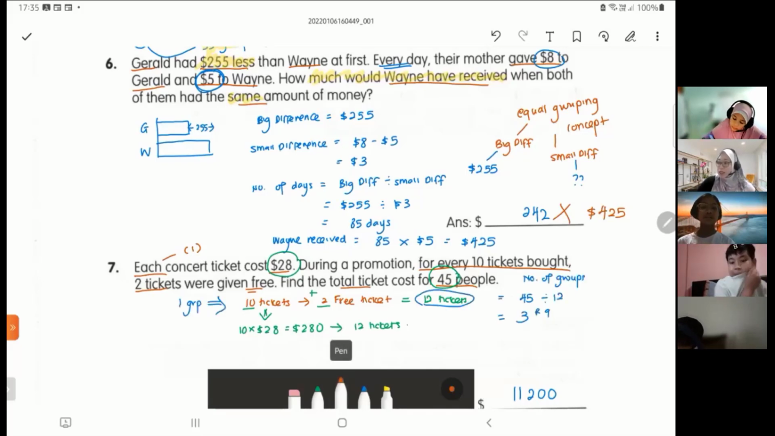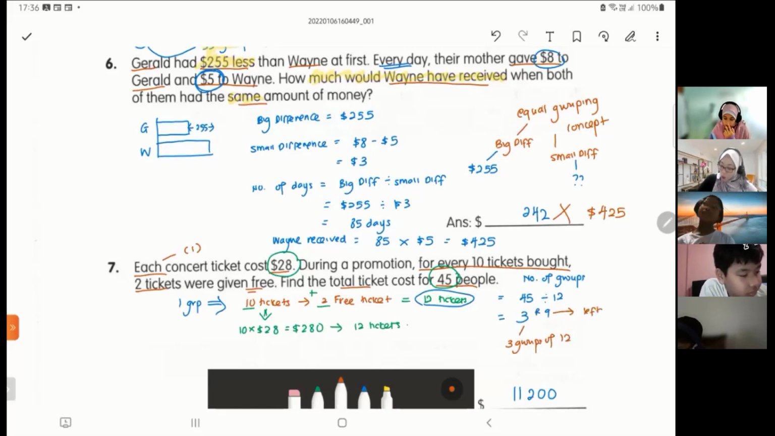So which means I have 3 groups of 12 and the 9 is my leftover. Okay, Risa said she wants to change to 1050. Right, I put it here. She says 1050. Let's check whether her answer is right again.